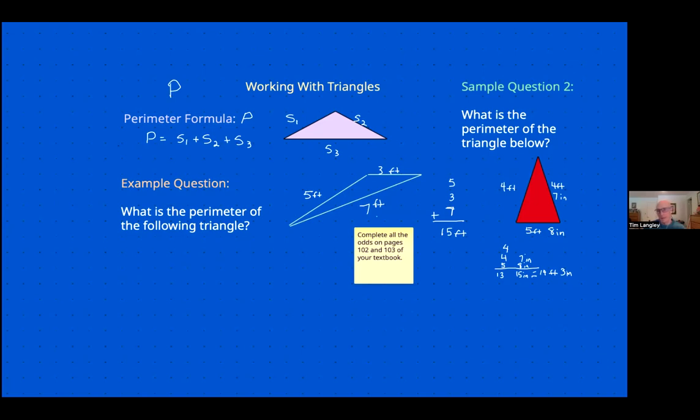Let's say that I had one side's 4 feet, one side's 4 feet 7 inches, and one side's 5 feet 8 inches. You'll see how I wrote that out here in the bottom right of my screen. I'm going to add 4 plus 4 feet 7 plus 5 feet 8, and I'm going to get 13 feet and 15 inches left over.